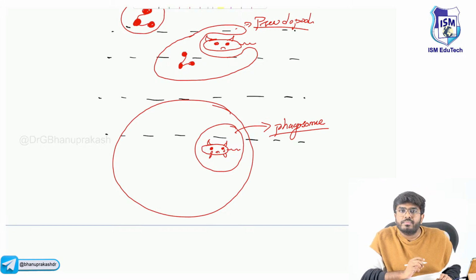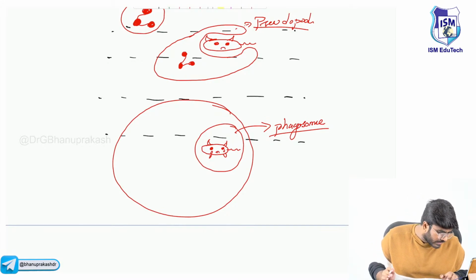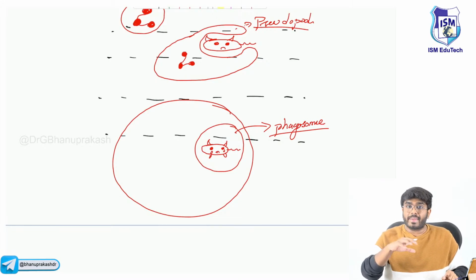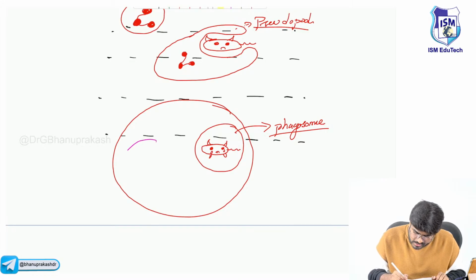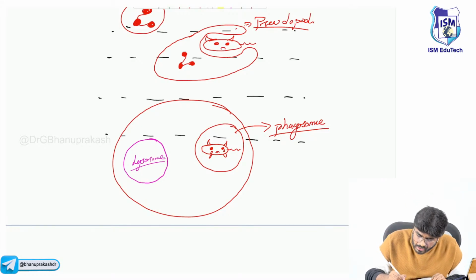Now what will happen? We have to kill this bacteria. Do you know how we can kill this bacteria? Inside these neutrophils and macrophages, inside our WBC, we have something special. This is the lysosome. What we have to do is fuse this lysosome and phagosome.